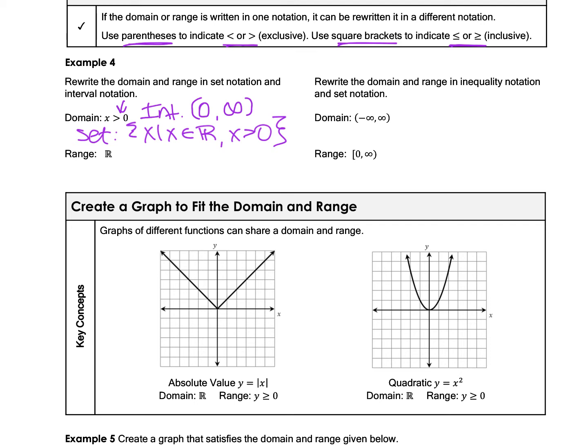All right, now let's look at the range. The range is all real numbers. So for our set, curly bracket, y is the set, and then y is an element of all real numbers. And since we don't have anything else, that is it on that one. So for our interval one, remember all real numbers is negative infinity to positive infinity.